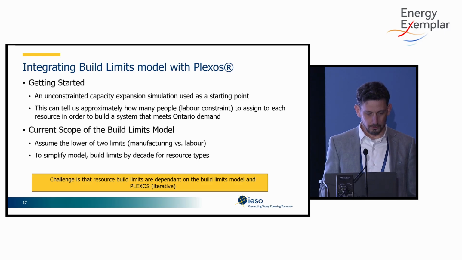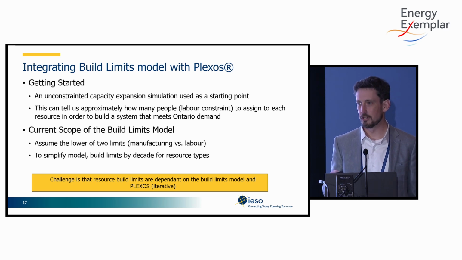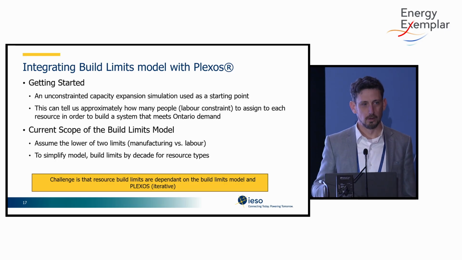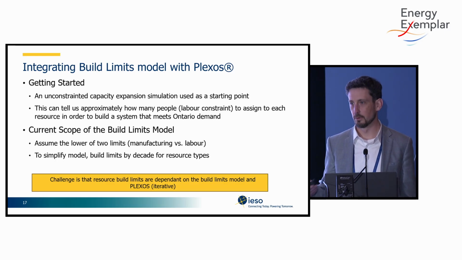And so to simplify it, we did this on a decade by decade basis as opposed to trying to be overly prescriptive for each year of our planning cycle, which goes out to 2050. So we've got one number for a resource in the 2020s, one for the 2030s, and one for the 2040s.